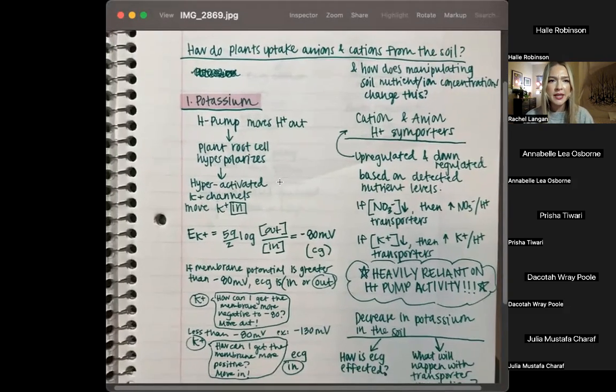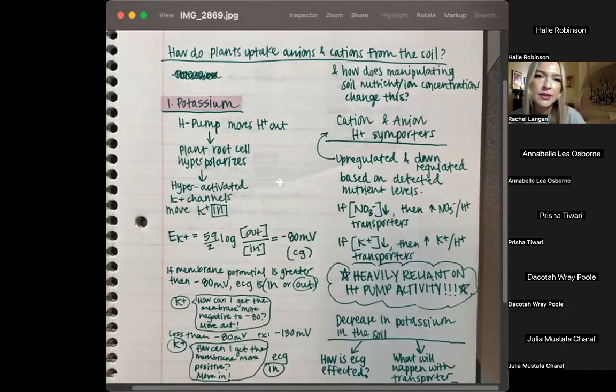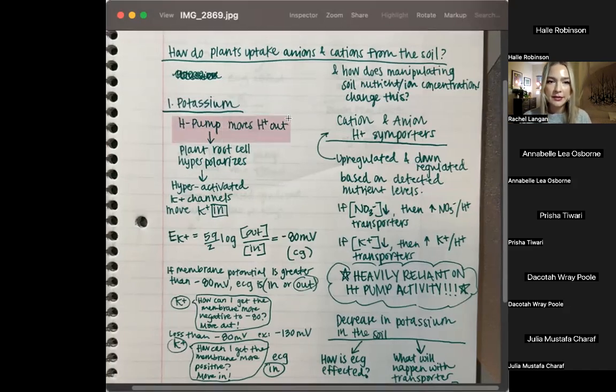So the first way we get potassium into root cells is the same way we've always gotten potassium in, that y'all have already learned. There are hydrogen pumps in the root cells, and they move hydrogen ions out. By doing that, it's going to hyperpolarize the cell. What's that going to do? Activate hyperpolarization-gated potassium channels. And that's going to move potassium in.